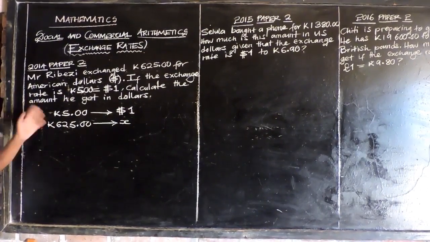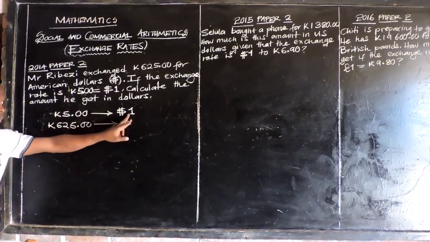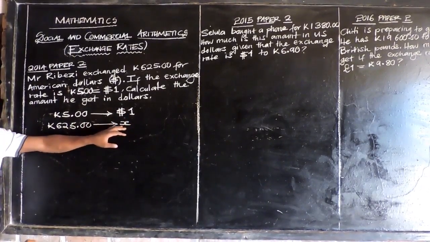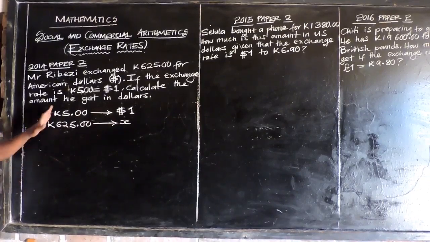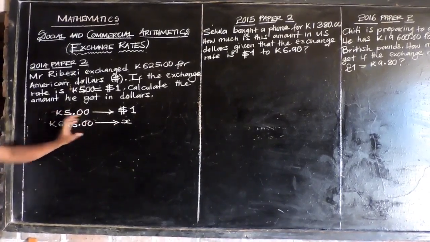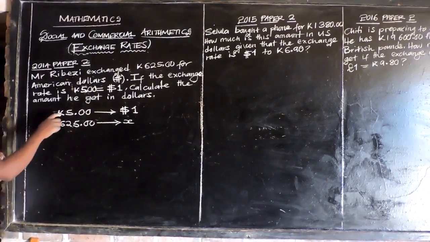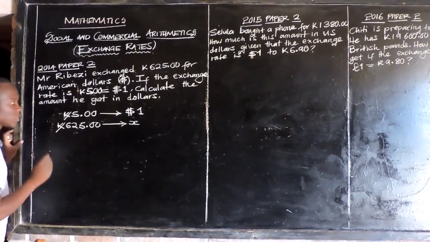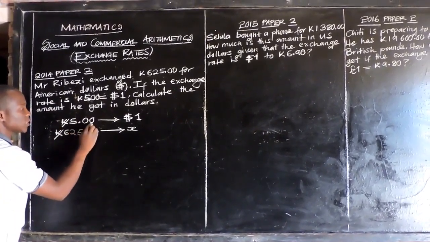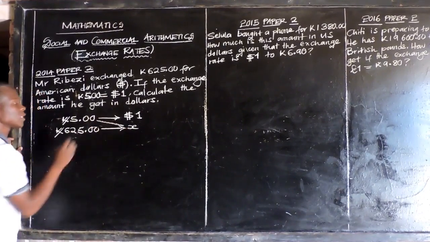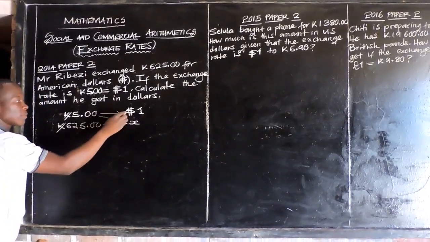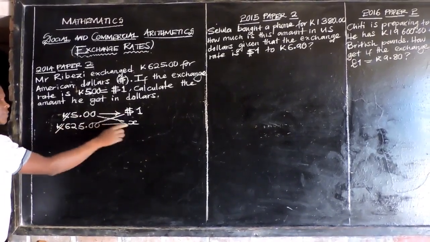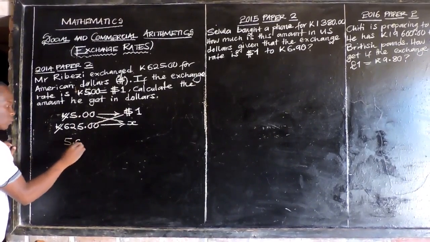Yes. So look at this one, guys. 5 kwacha is equal to $1. What about 625 is equal to X? We don't know. This is what we want. Since we are not interested in the kwacha, we want the amount in dollars, so we need to cancel this kwacha and this kwacha. Then you can cross multiply: 5 kwacha times X, then $1 multiplied by 625. So 5 kwacha times X, you get 5 kwacha X.